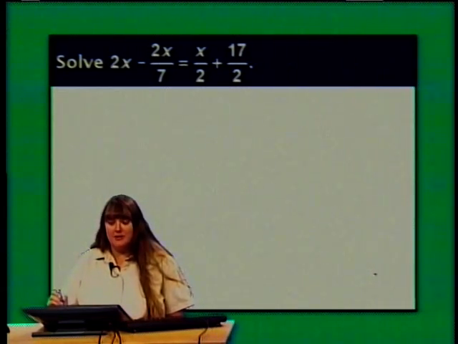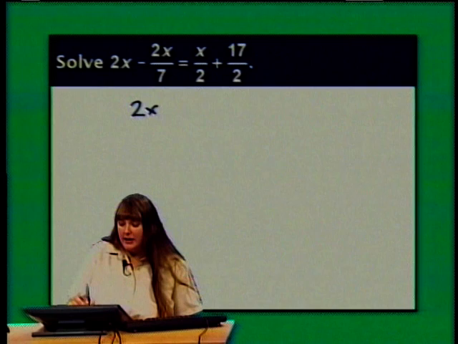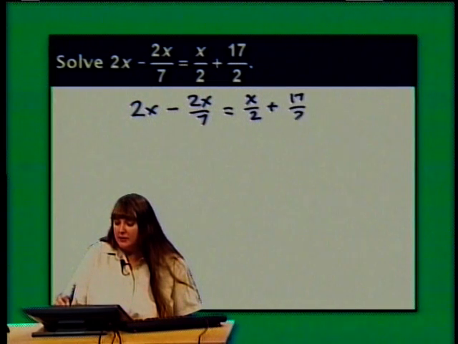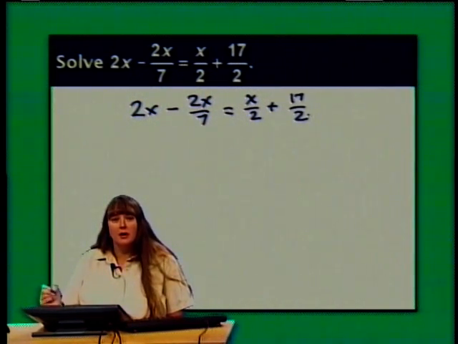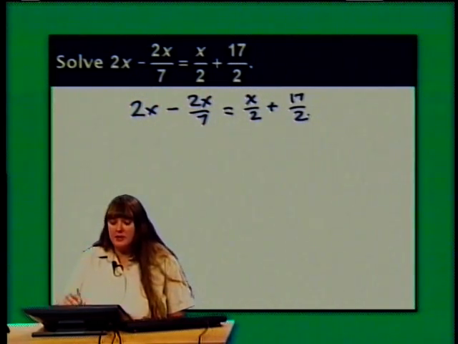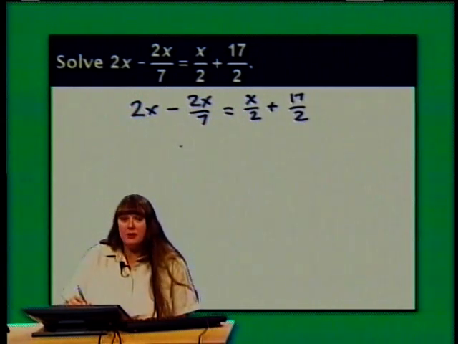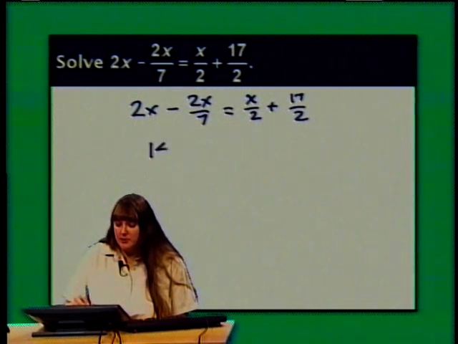Here's another equation involving fractions. 2x minus 2x over 7 equals x over 2 plus 17 over 2. Now my denominators are 7, 2, and another 2. 7 and 2 are both prime numbers, so their least common multiple is just going to be the product of 7 and 2, which is 14. So I'm going to multiply both sides of this equation by 14.